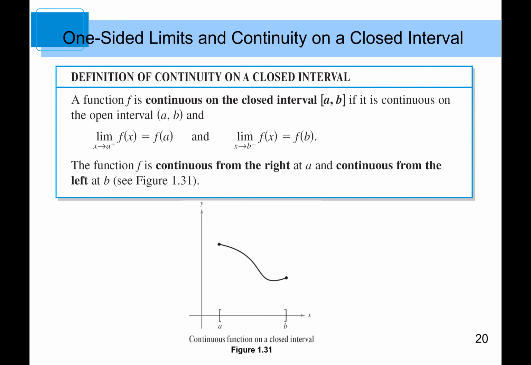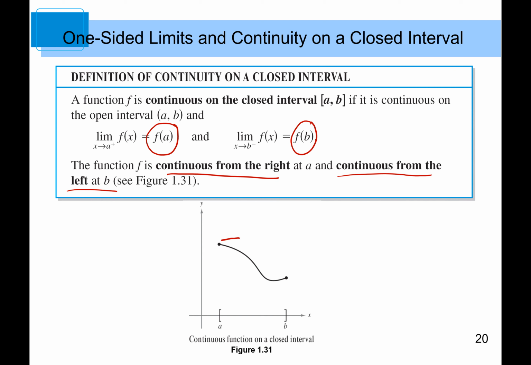Okay, so let's take a look at the definition of continuity on a closed interval. A function f is continuous on a closed interval [a, b] if it is continuous on the open interval (a, b), and the limit as x approaches a from the right-hand side of f of x equals f of a, and the limit as x approaches b from the left-hand side of f of x equals f of b. The function is continuous from the right at a and continuous from the left at b.